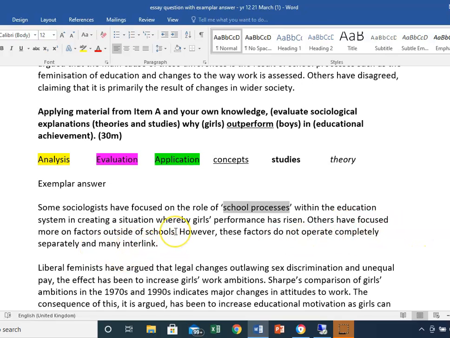This is a good intro because it's really short. It tells me that they're going to talk about what's happening in school, and then they're also going to talk about outside of school. That's where the debate's going to be. But what I'm really excited about is this word interlink, or they're going to discuss how the relationship between outside and inside processes works. That is going to be really good at analysis if they manage to do that, and possibly evaluation if they phrase it as a debate.